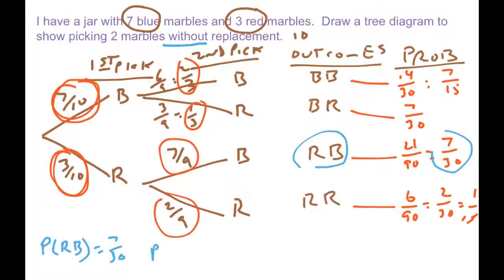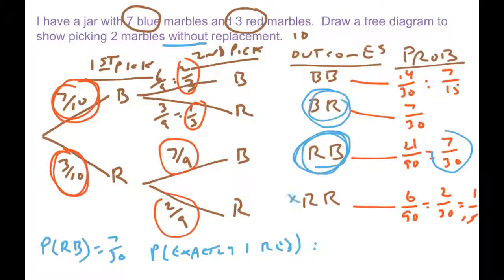Alright, how about this one? What's the probability I get exactly 1 red? Exactly 1 red. Alright, the last time we were looking for at least, but now we're looking for exactly 1 red. Exactly 1 red is here and here. Not there. That's 2 reds. That's not exactly 1. So here and here, that means 7/30 and 7/30. I add those 2 up, and that's going to be 14/30, which I'm going to simplify to 7/15.